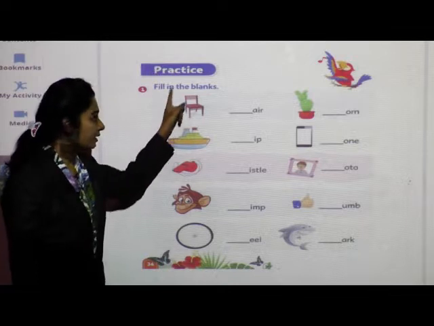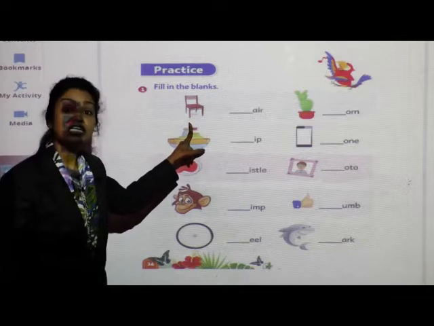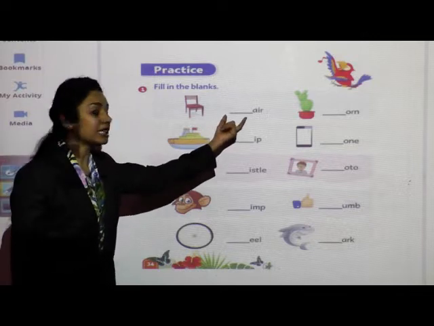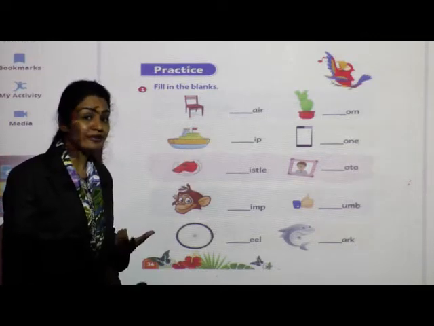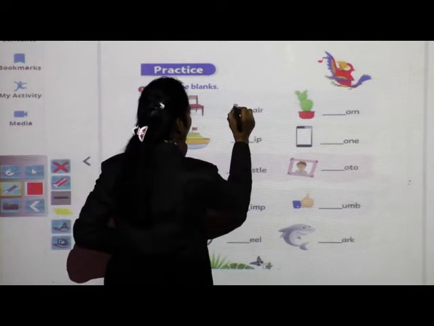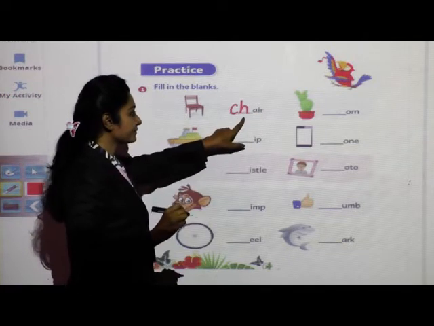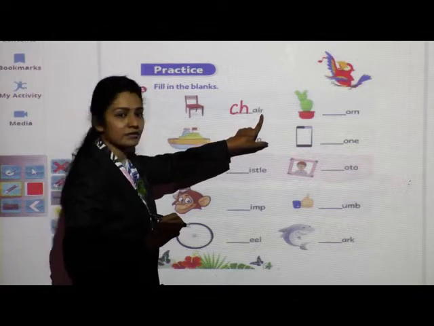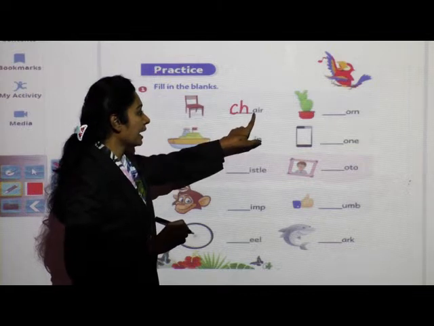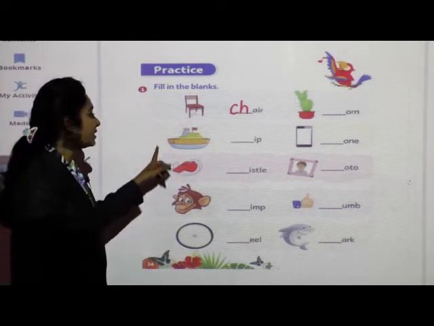Okay, now children, tell me, which picture is this? Yes, this is a chair. Okay, so chair. Now in the beginning, which letter are we going to write? CH. Yes, CH. Write with teacher. CH, AIR. Chair. CH, AIR. Chair.